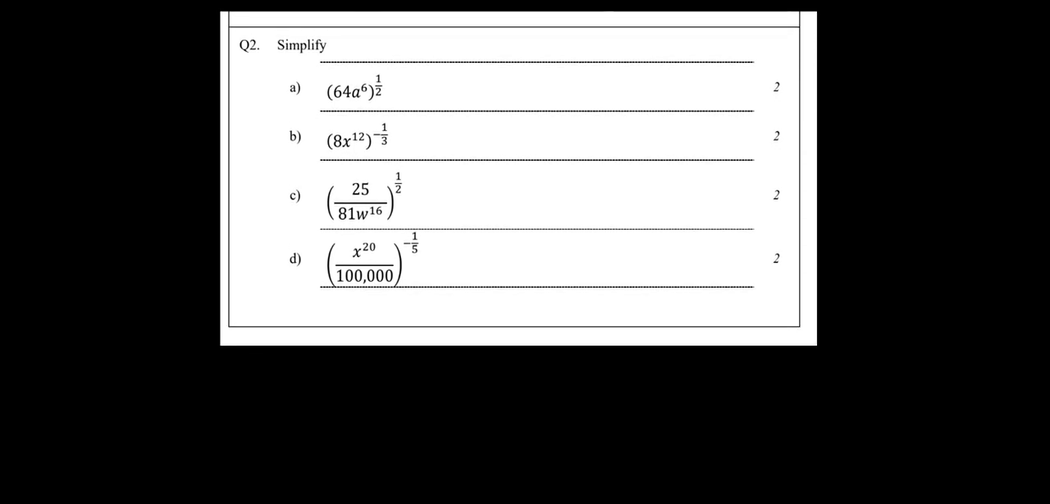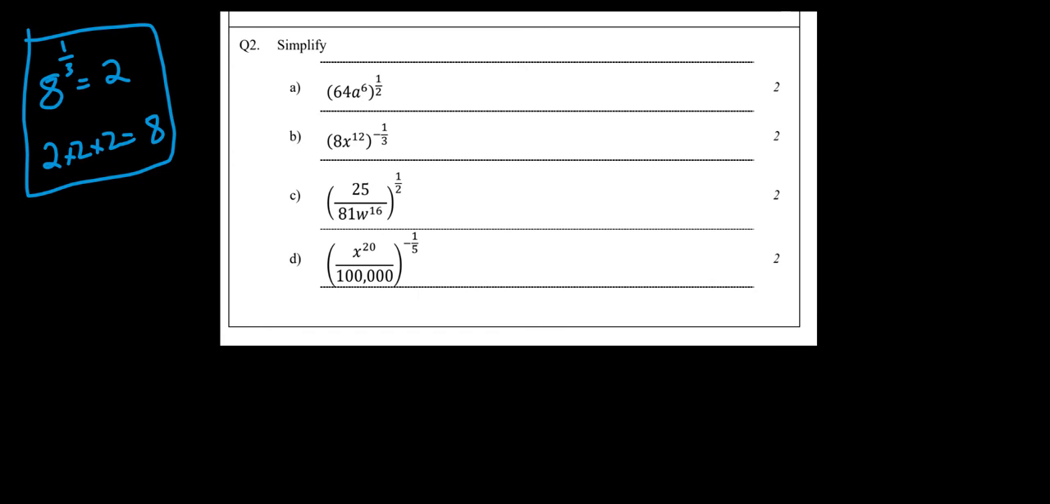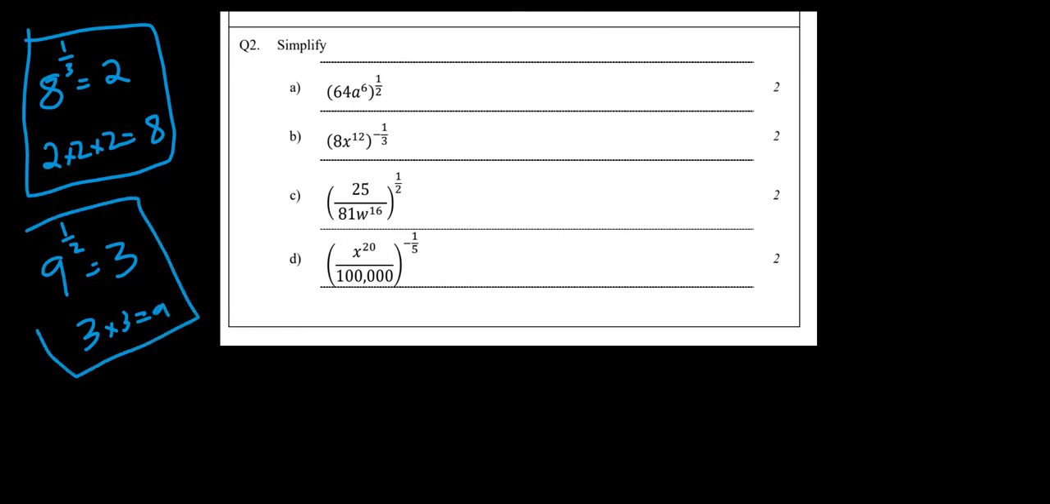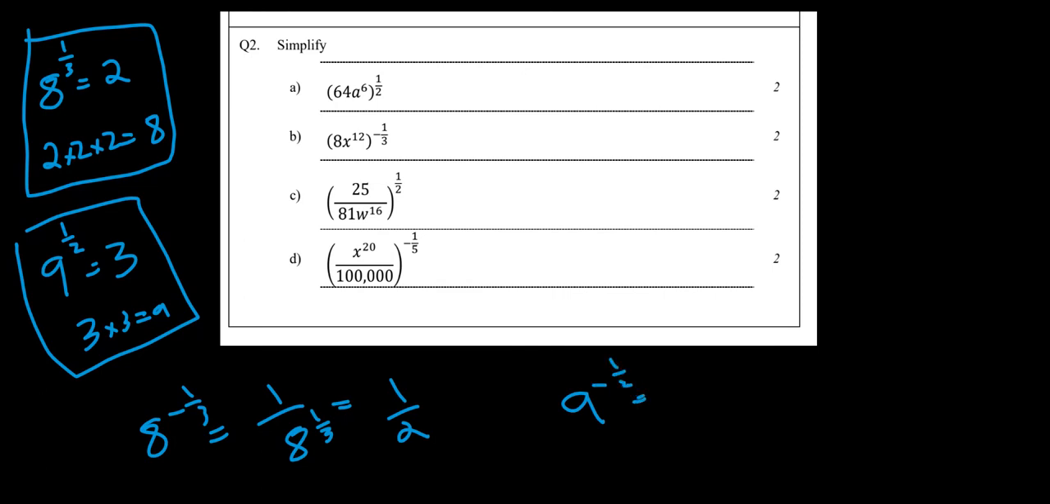Okay, simplify fractional indices. So, for example, 8 to the 1/3 is 2, because 2 times 2 times 2 is 8. Something like 9 to the half is 3, because 3 times 3 is 9. So how about 8 to the negative 1/3? That is the same as 1 over 8 to the 1/3, which is simply 1 over 2. And 9 to the negative half is just simply 1 over 3.